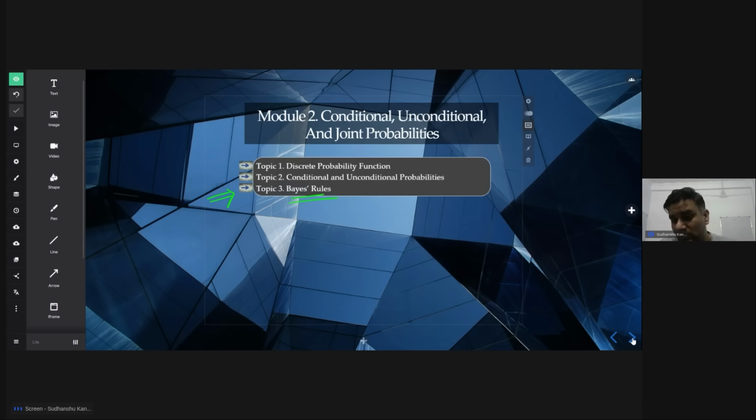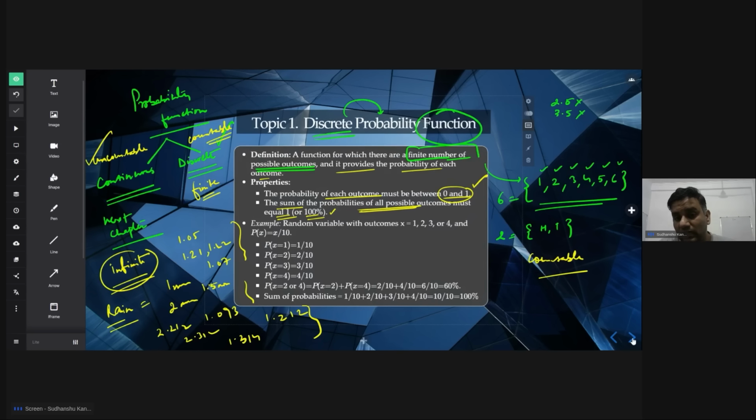Then we moved to conditional and unconditional joint probability. Here I told you about the discrete probability function. I made you understand what a continuous probability function is and what a discrete probability function is. Even though continuous probability function is in the next chapter, you should have a certain idea that it means uncountable, it means infinite. Discrete means countable, right? And then there are two properties: the probability of each outcome is between 0 and 1, which is okay. The sum of probabilities of all possible outcomes must be equal to 1, which we should know, right? So that's what we did.